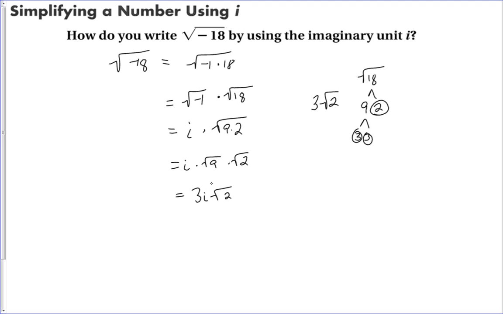But if you're good at recognizing perfect squares, it'll probably be faster to do it this way, because if you recognize the perfect squares, you know that 18 is simply 9 times 2, 9 being the perfect square. You can separate the square roots into the square root of 9 times the square root of 2. Then, of course, the square root of 9 is 3. Bring down the i, square root of 2. So that's how you simplify a number using i.